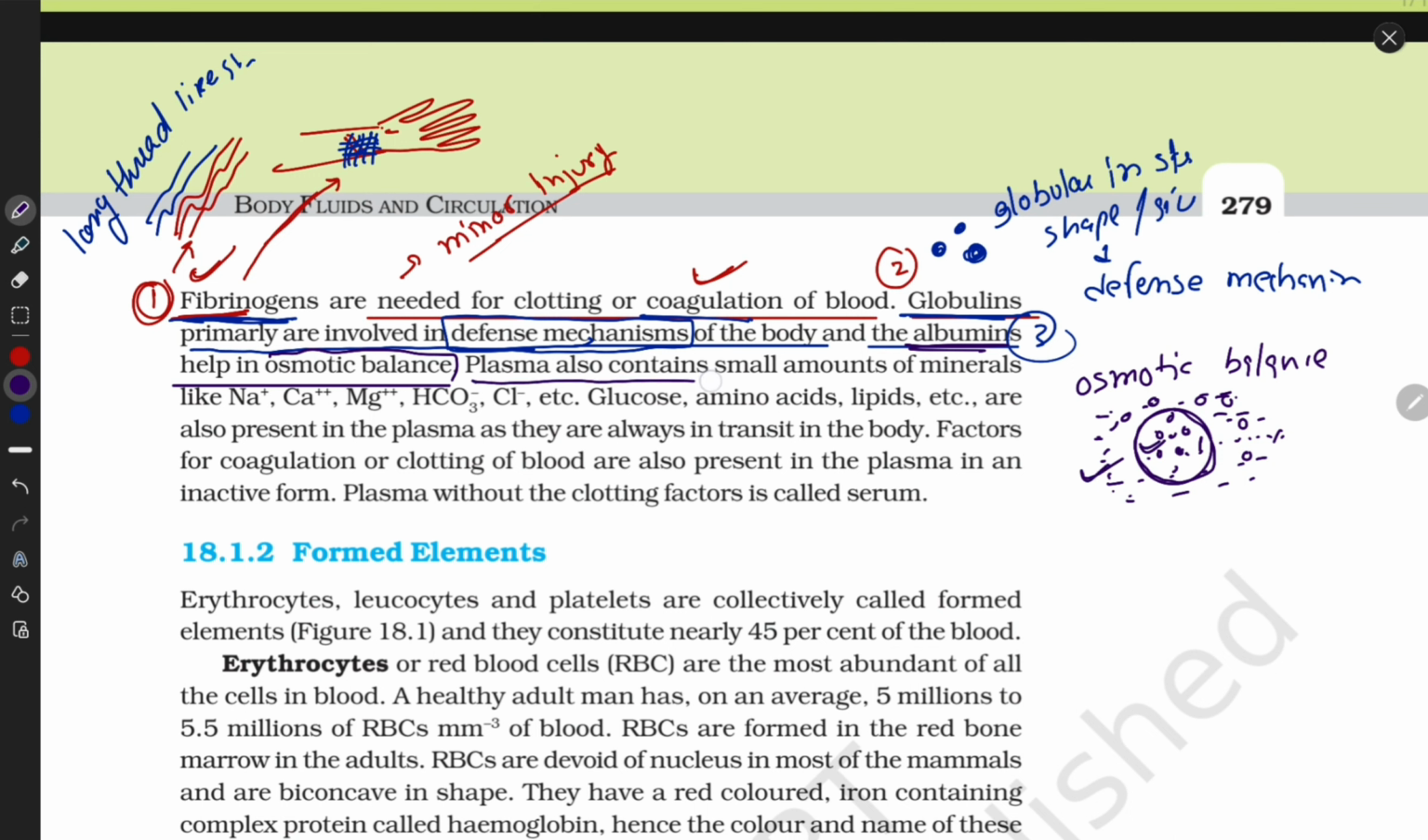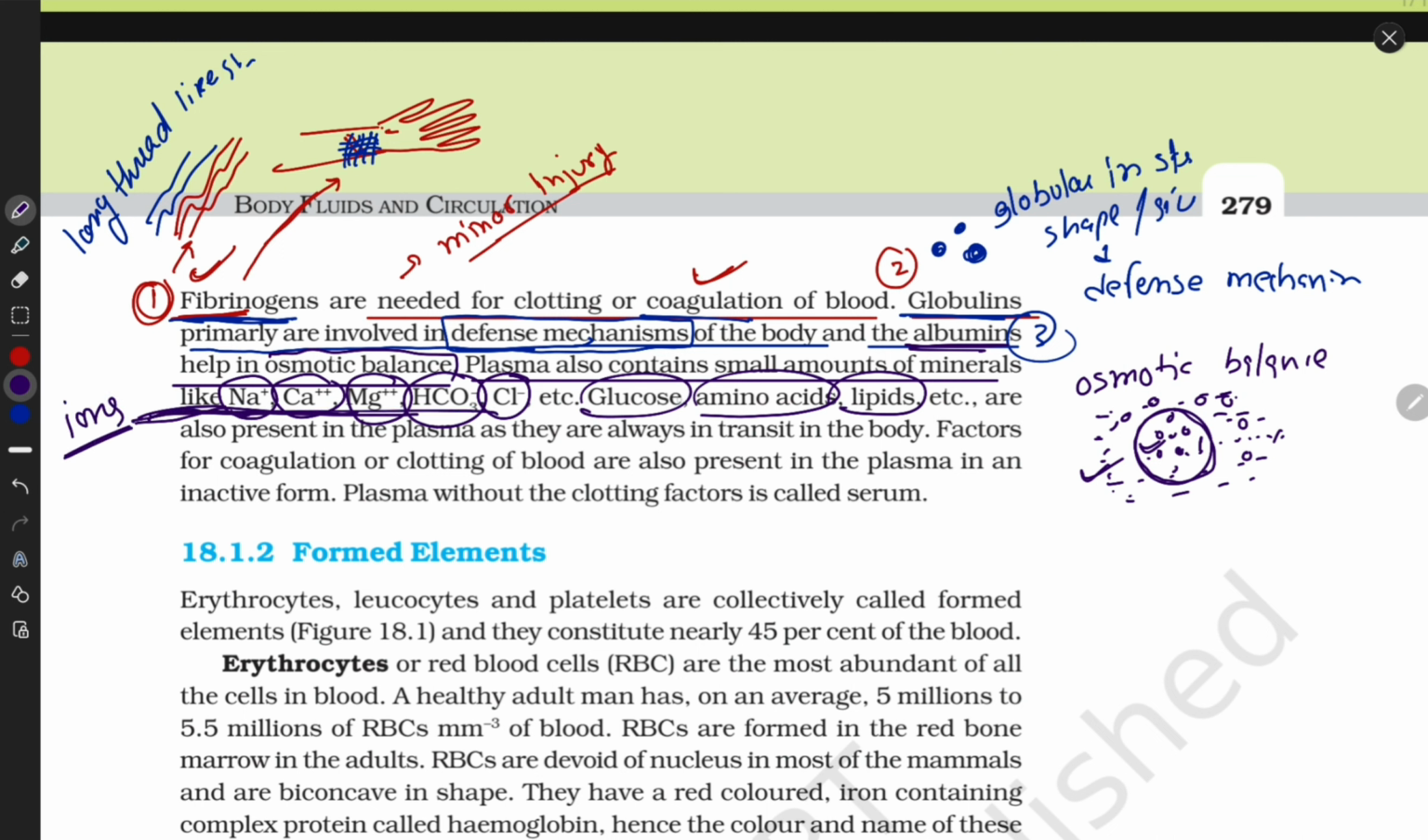Now, plasma also contains small amounts of minerals like sodium, calcium, magnesium, bicarbonate, chlorine, glucose, amino acids, and lipids. These are ions: sodium, calcium, magnesium, bicarbonate, chlorine. These are food storage material, they are food material, and they are amino acids. What do they do in future? They make protein. Multiple amino acids attach by peptide bonds and form protein.